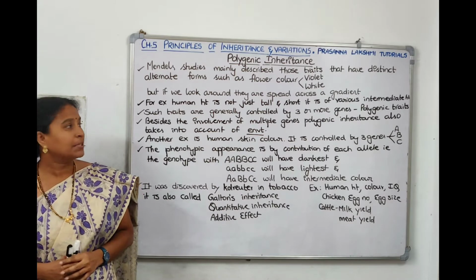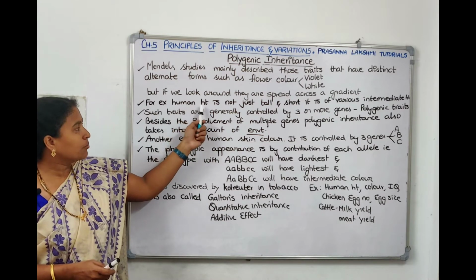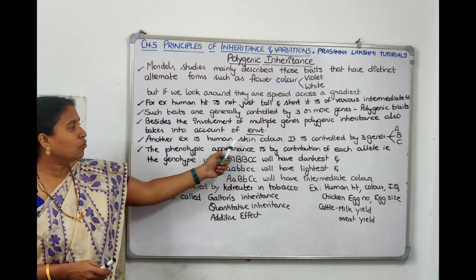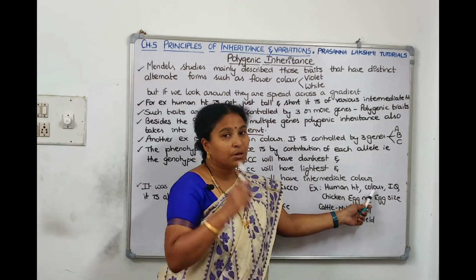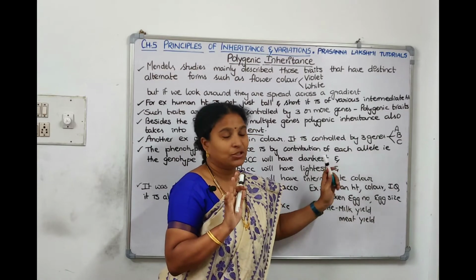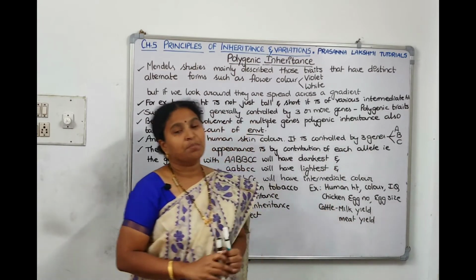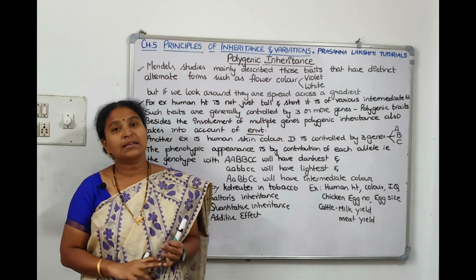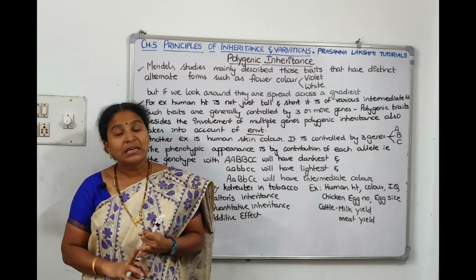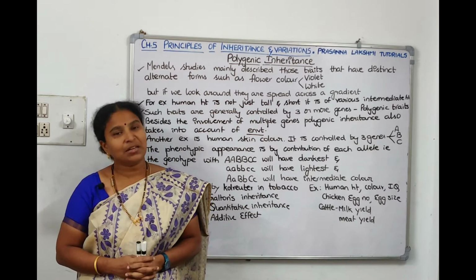And coming to the examples, here we gave one example that human height is one example. Then we went to the human skin color example. So human height, human color and human IQ, these are examples of polygenic. And coming to the chicken, poultry, egg size and egg number are the examples. Coming to cattle, milk yield and meat yield are examples of polygenic inheritance.